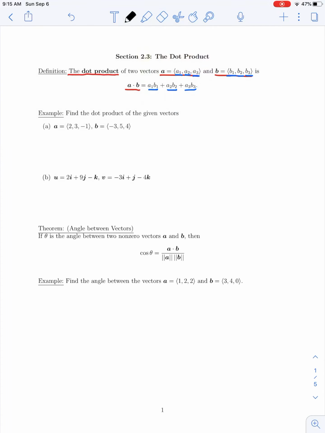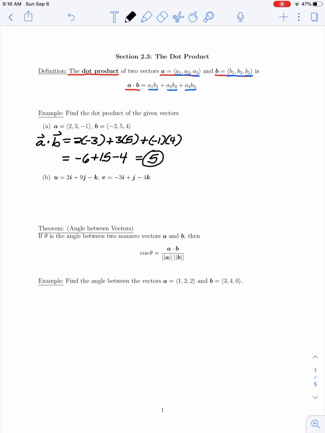So using this definition, the dot product A dot B is found by taking the product of the first two components, so 2 times -3, plus the product of the second components, 3 times 5, plus the product of the third components, -1 times 4. So that gives us a -6 plus 15 minus 4, which leaves us with 5 for the dot product of those two vectors.